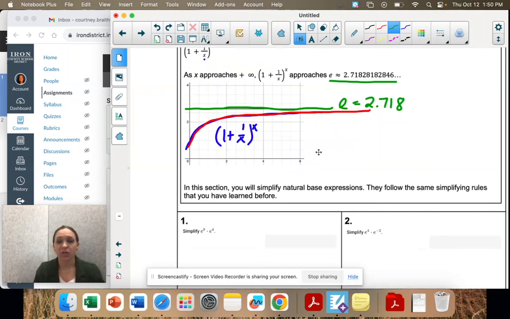In this section, we're going to just simplify using it. In the second section, we're going to graph it and use it in application. And then we'll see how it relates to something called logarithms as we go forward.